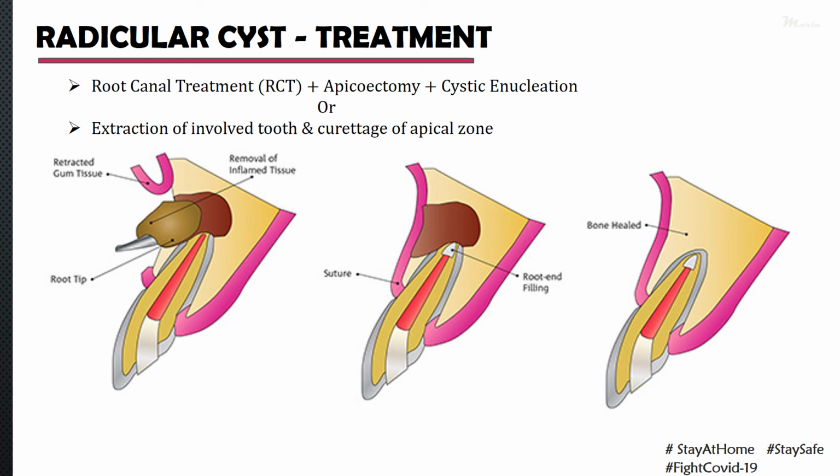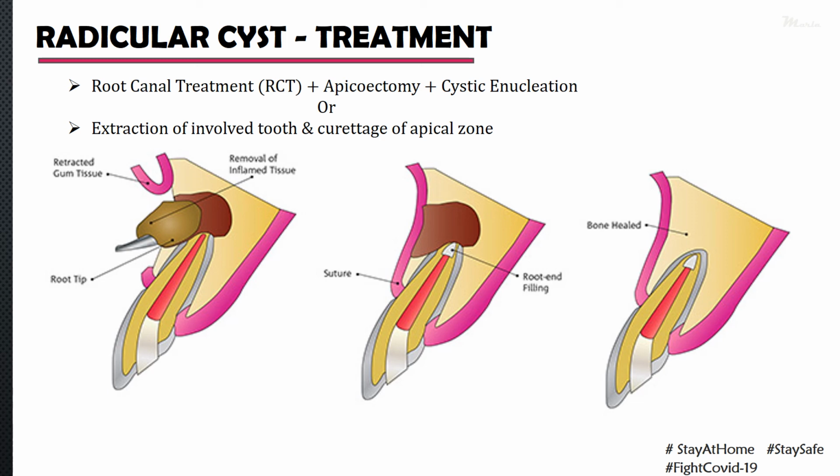Following this, it is retrogradely filled and root canal treatment is done on the tooth and obturated. So once all these three procedures are combined, it will prevent any future inflammatory reactions in relation to that tooth.